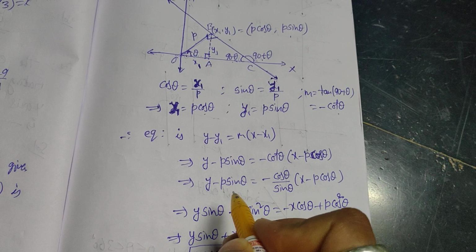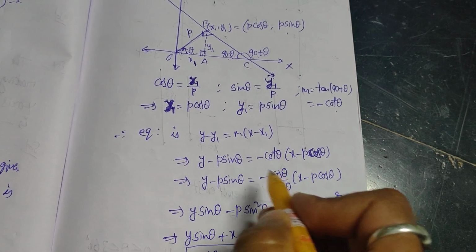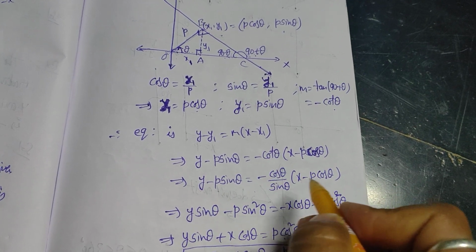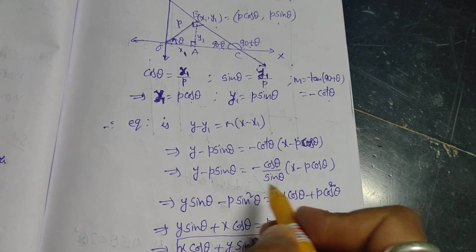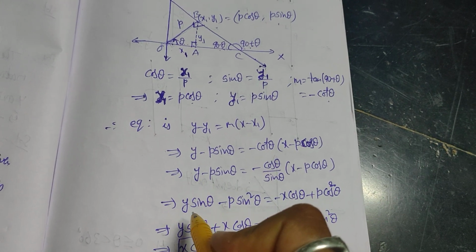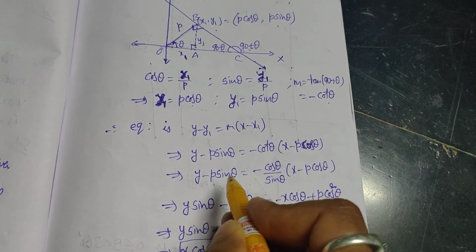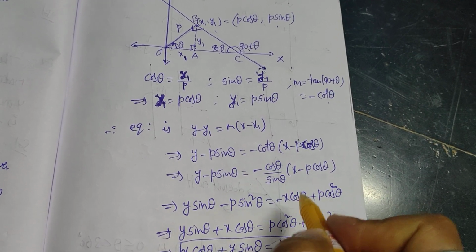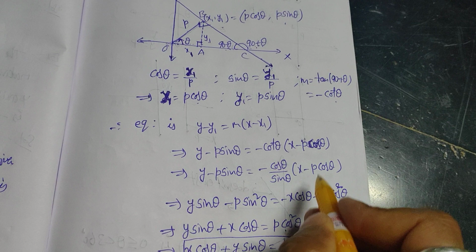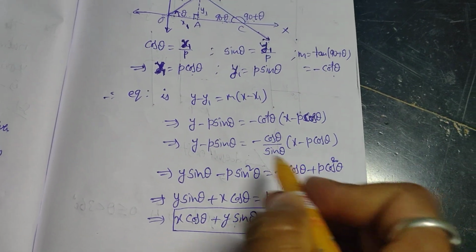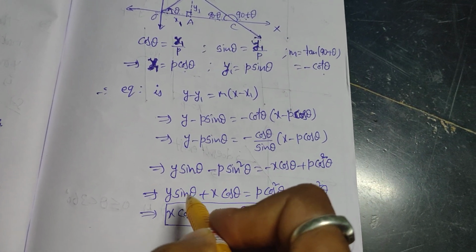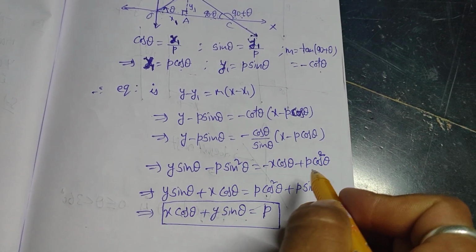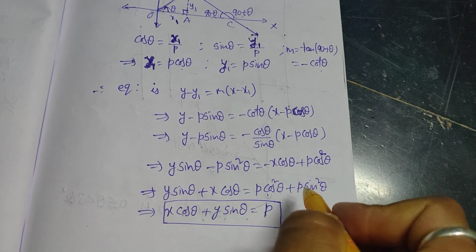So this implies y minus p sin theta is equal to, cot means cos by sin, that means minus cos theta by sin theta into x minus p cos theta. This sin theta we transpose to this side. So y sin theta minus p sin square theta is equal to minus cos theta into x, minus into minus plus p cos square theta. Now transpose this minus x cos theta to the left side. That gives y sin theta plus x cos theta is equal to, transposing this minus p sin square theta to the right side, p cos square theta plus p sin square theta.